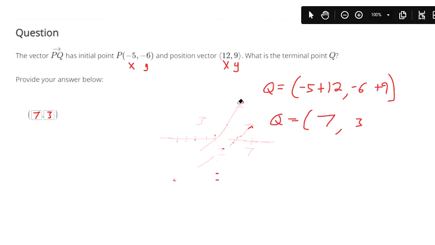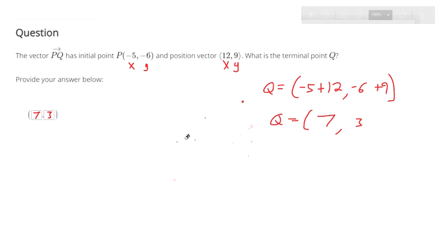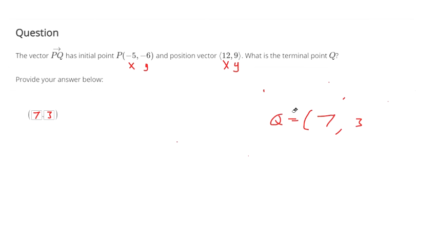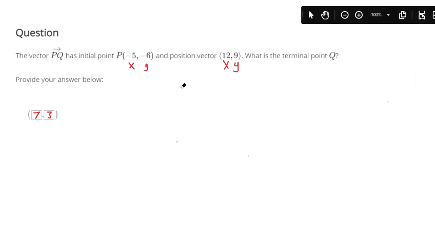But the positional vector, when it's drawn with those bracket type things, it's kind of like x and y coordinates, but it's also talking about a change in position. So that you're moving 12 units in the positive x direction and 9 units in the positive y direction. So that's why we added 12 and added 9 to our coordinates P to find out where that vector terminates.